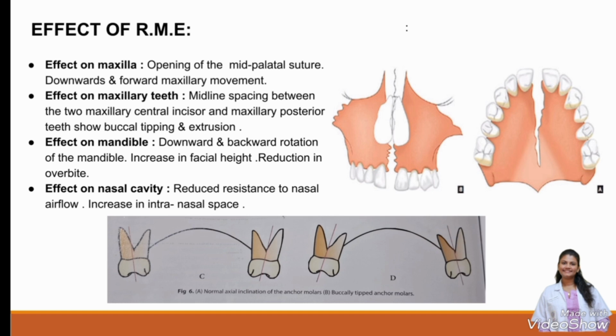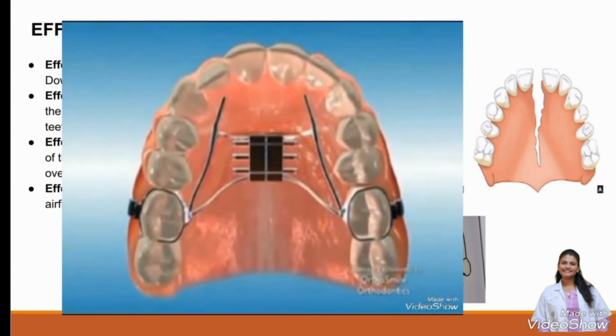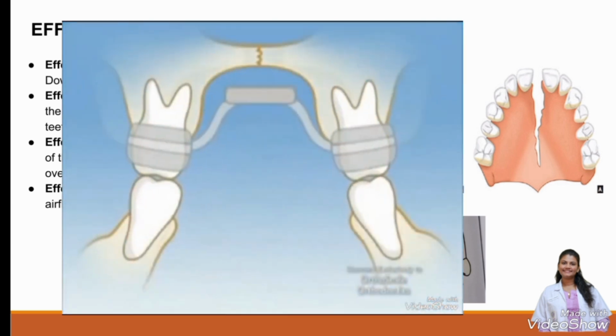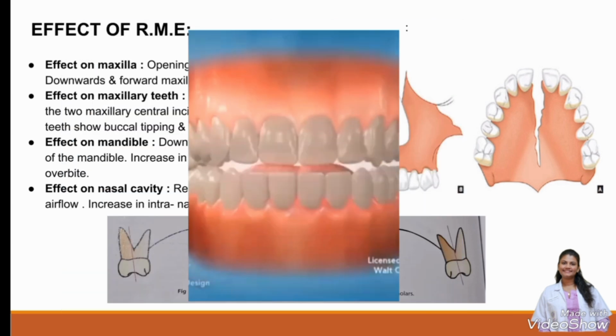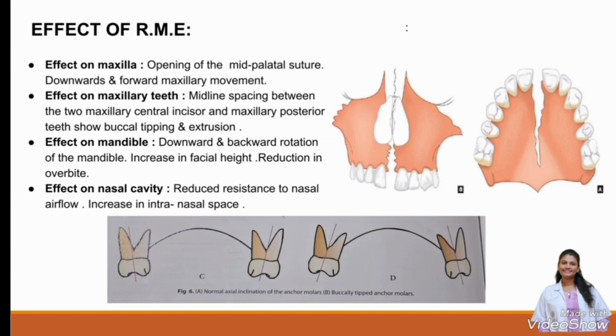Second is effect on maxillary teeth. There will be midline spacing between two maxillary central incisors, and maxillary posteriors will be used as handles, which will lead to buccal tipping and extrusion of molars. As we can see in this picture below, the axial inclination of anchor molars is normal, and when they are used as handle during RME, they are buccally tipped.